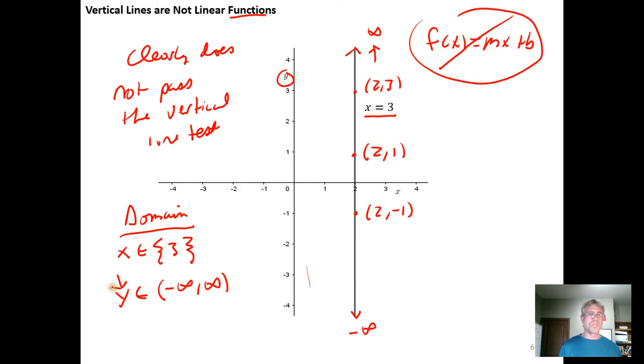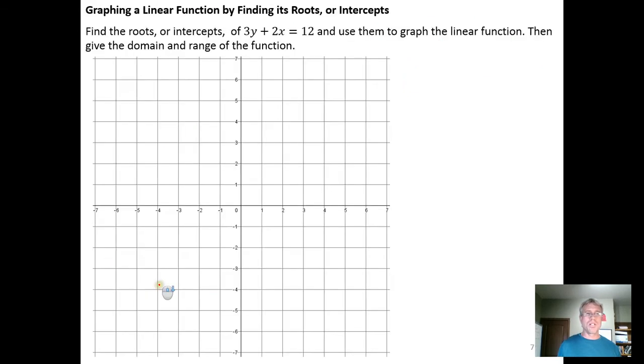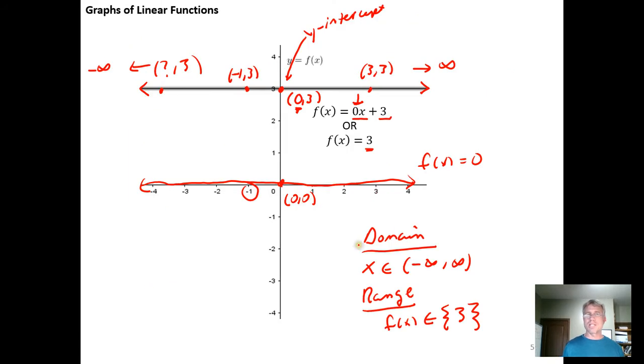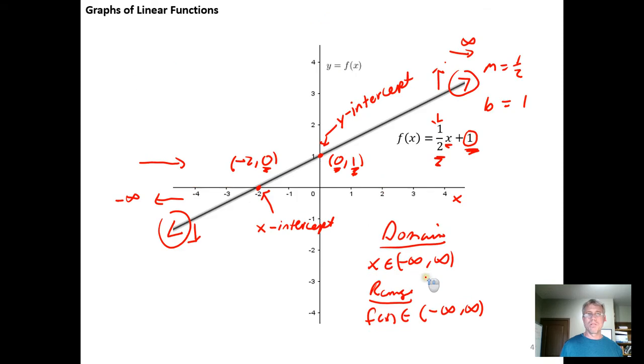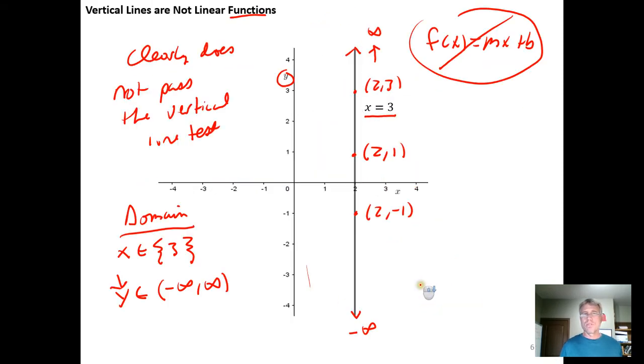And notice I didn't use the function notation here, whereas in the previous examples I did allow myself to use function notation because we were working with functions. So thus ends our brief introduction to linear functions.